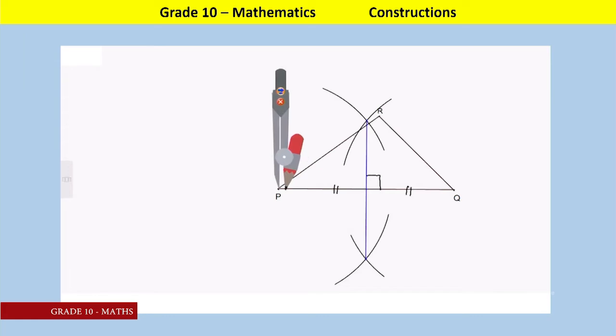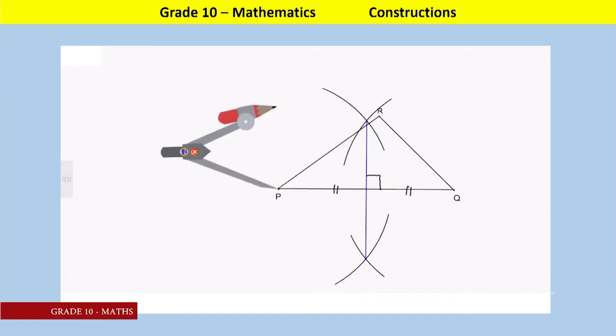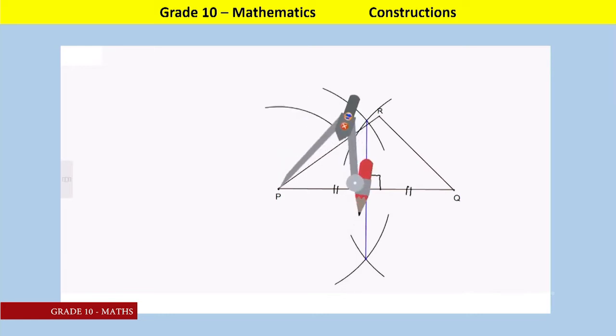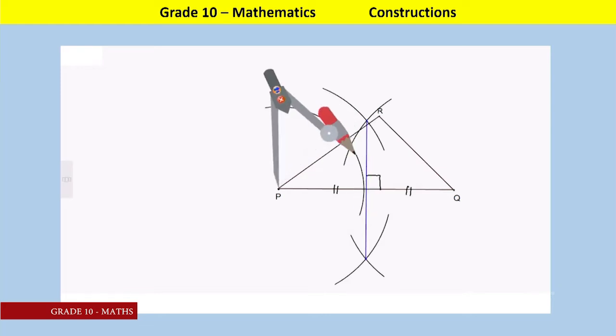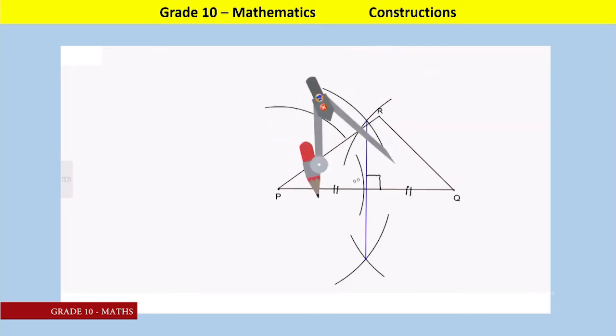Let's construct another perpendicular bisector. You can select either PR or RQ. So I will select PR. Just as earlier, keep the steel point on P. Take more than half of PR. Construct 2 arcs on either side. Don't change the radius. Keep the steel point on R.